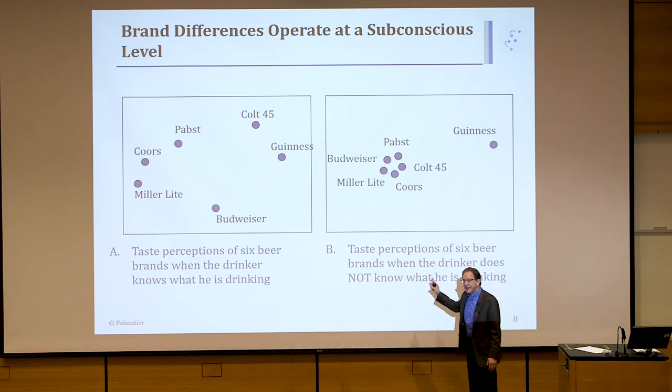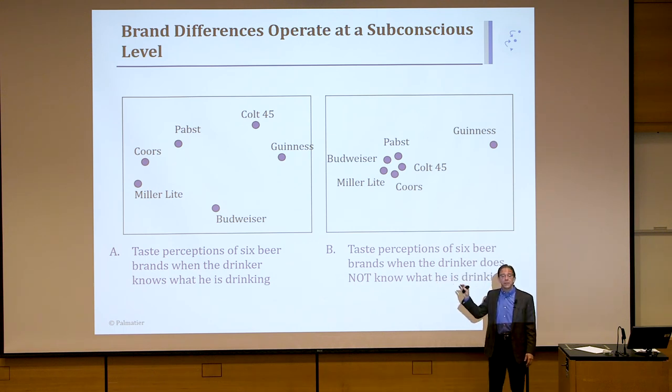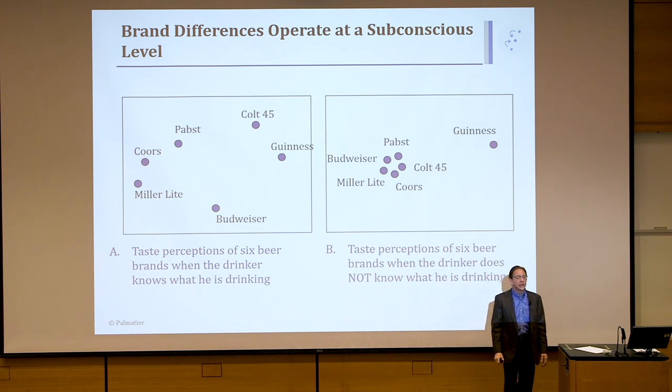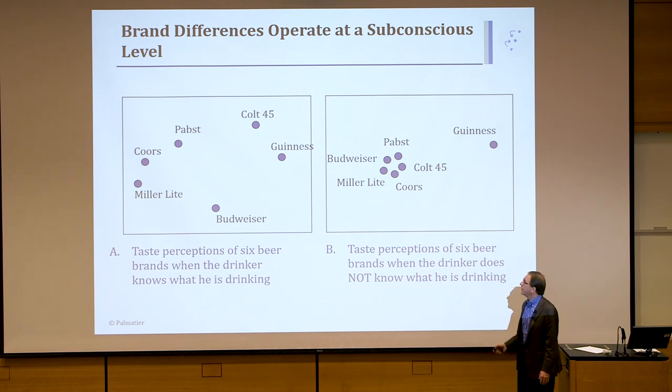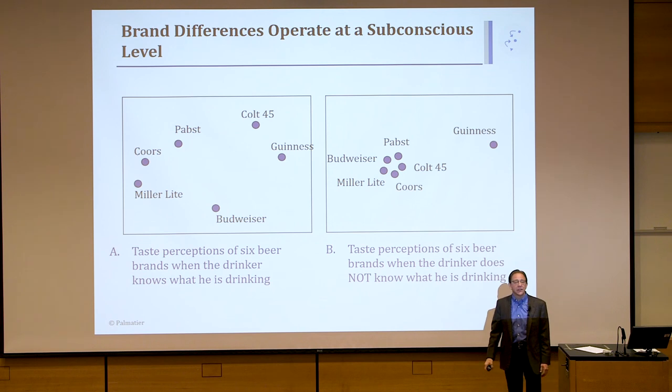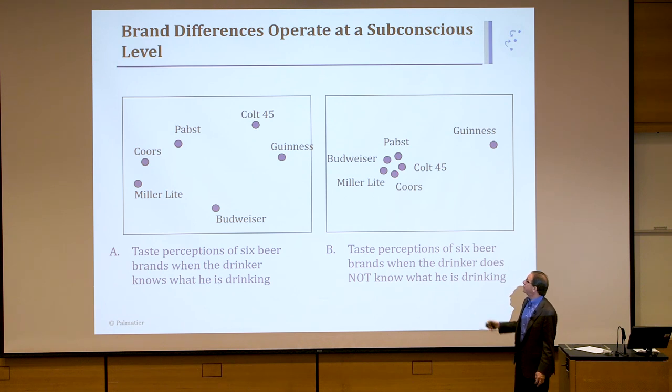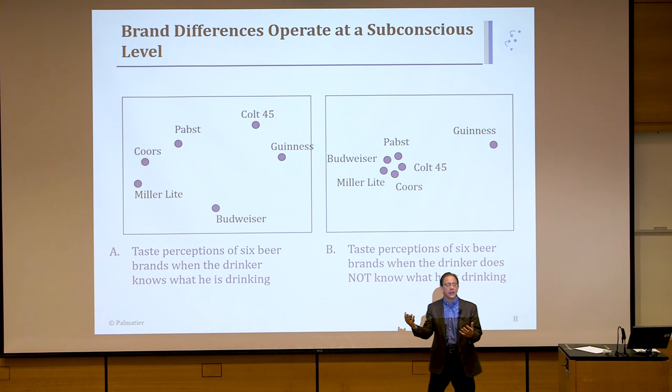However, I do the same test again, but I put the beer in glasses and I don't tell you the brand name. What do we see different? Look at how all these brands are together. These are not statistically different. The majority of the people cannot taste the difference on these two attributes on these five beers. Now they can tell Guinness is different, and that's almost just a test. You can just look at Guinness. It's a lot darker and thicker, obviously.